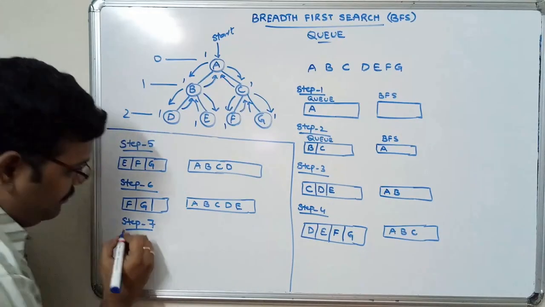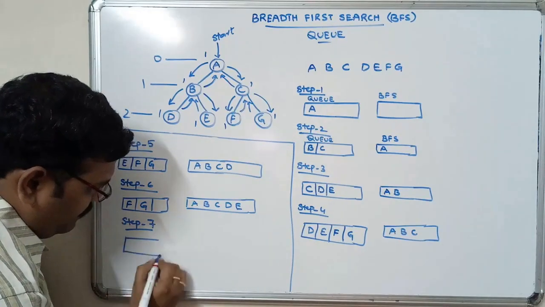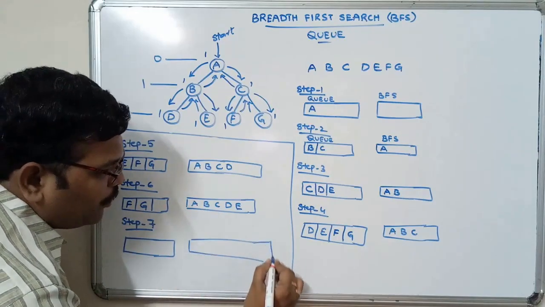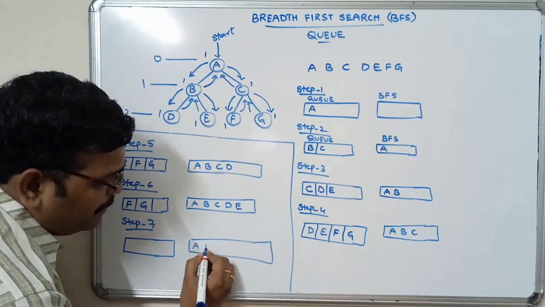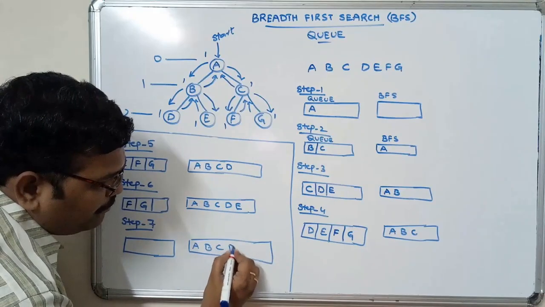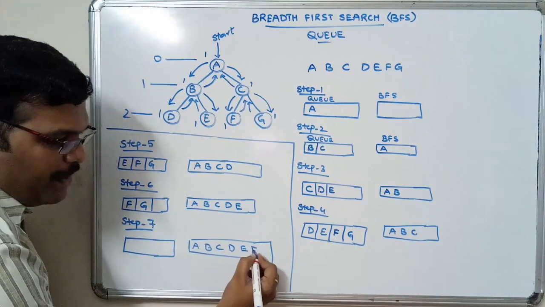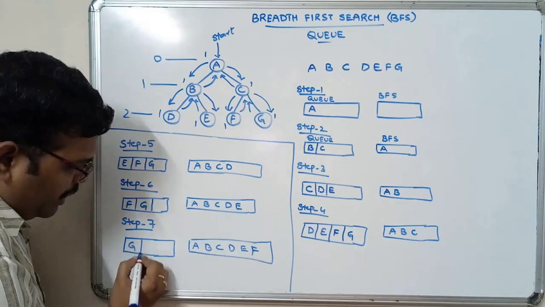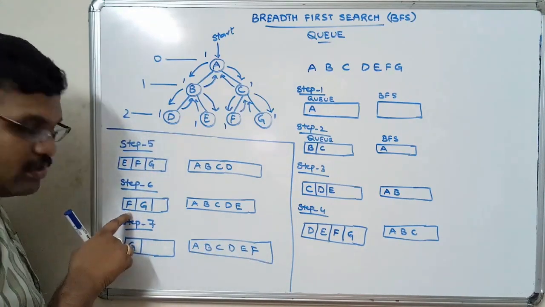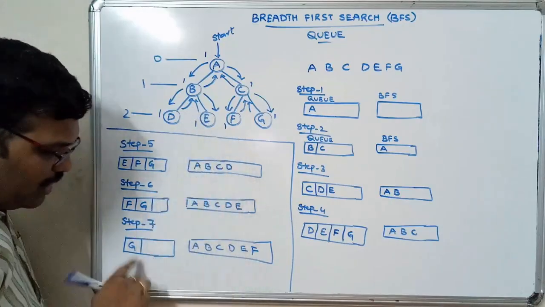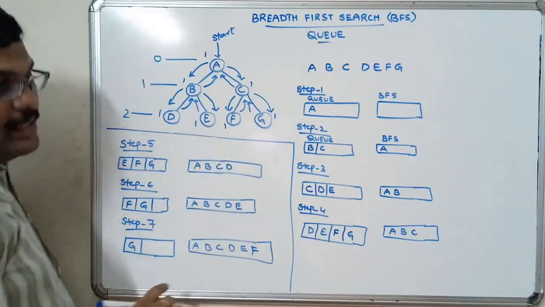Step 7. Remove the element from the Q and place it in the BFS. So what is the element? F is removed here and placed in BFS. And we have to insert all the adjacent nodes of F into the Q. So there are no adjacent nodes for F. So just remove. Next, step 8.